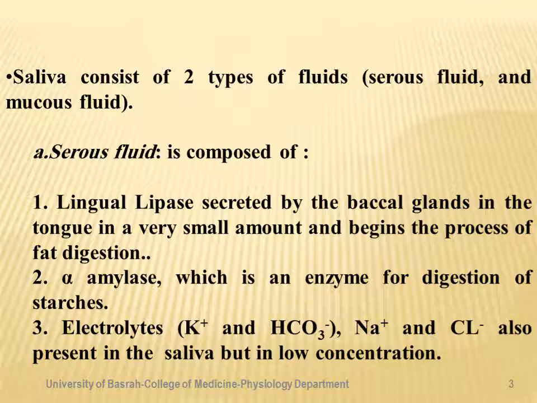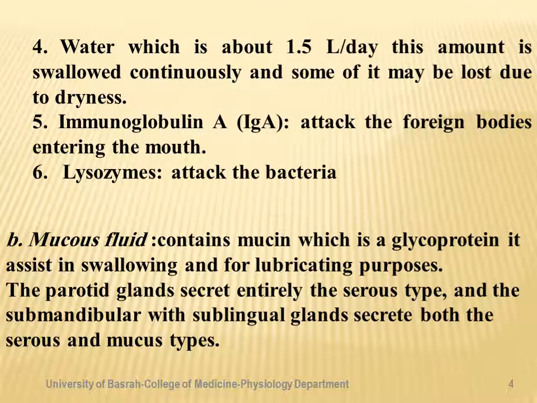Now, the second composition is the alpha amylase, or the salivary alpha amylase, which is an enzyme that starts the first steps of digestion of starch, which is carbohydrate. Then the electrolytes, which are potassium and bicarbonate, and we have sodium and chloride also present in the saliva but in a very low concentration. We have water, which is about 1.5 liters per day, and this amount is swallowed continuously, and some of it may be lost due to respiration and lead to dryness of the mouth.